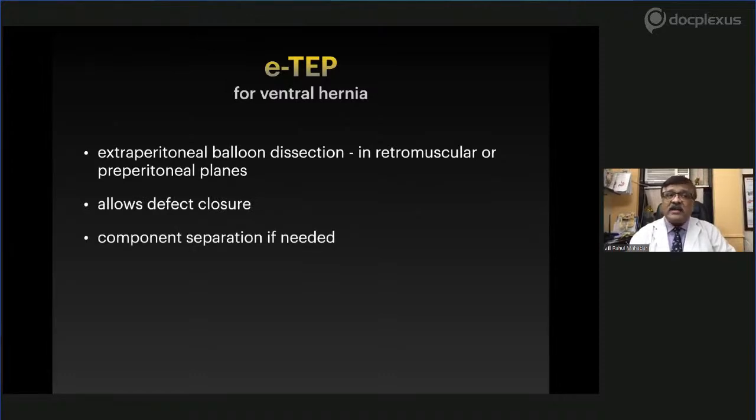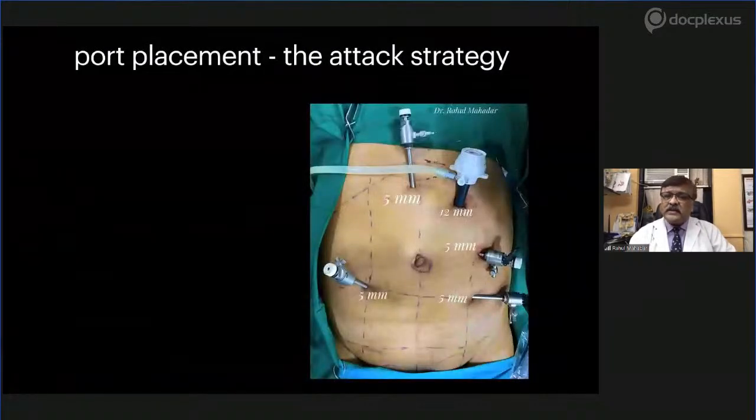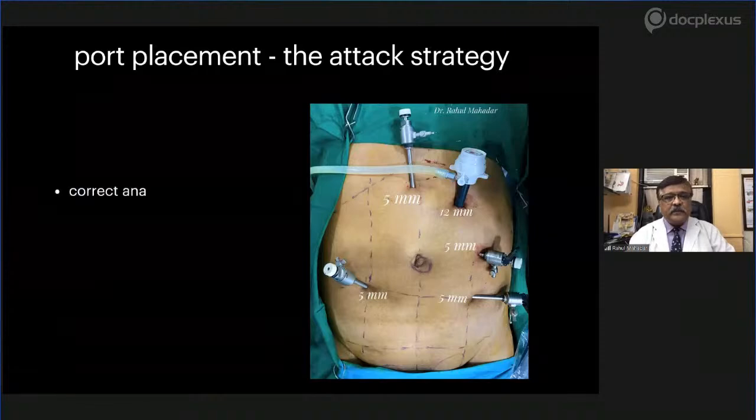If the hernias are of a larger size, the defect is not possible to close intraoperatively, or otherwise there are lateral hernias as well, then wide prosthetic reinforcement in a sublay position is needed. Now, port placement is the attack strategy for E-TEP repair.